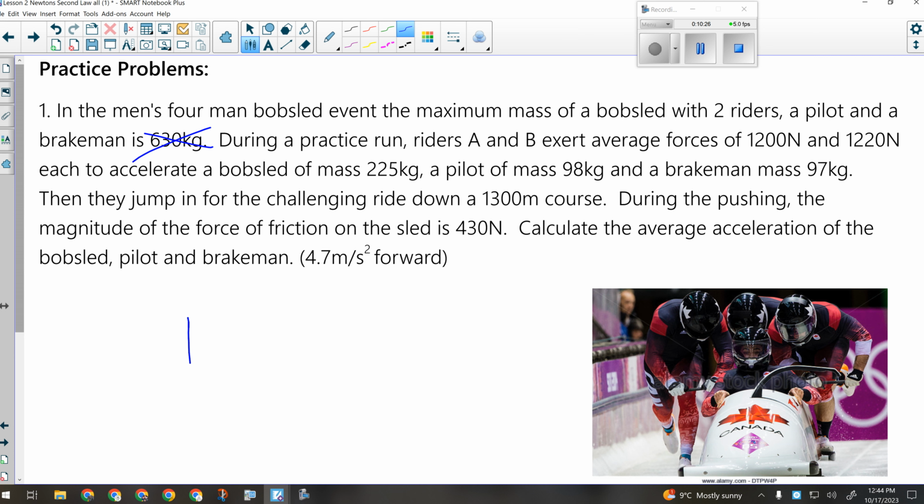Okay, so when I'm calculating the total mass of the bobsled, I'm going to have the bobsled, 225 kilograms, plus 98, plus 97, giving me a total mass of 420 kilograms being pushed by the two pushers. Then I'm going to put the two pushing forces on there, 1,200 newtons forwards and 1,220 newtons forwards.